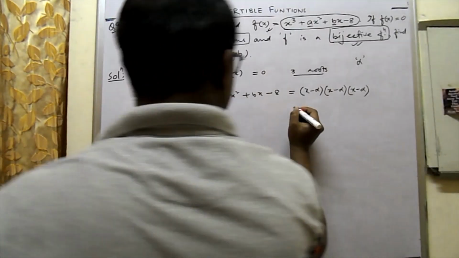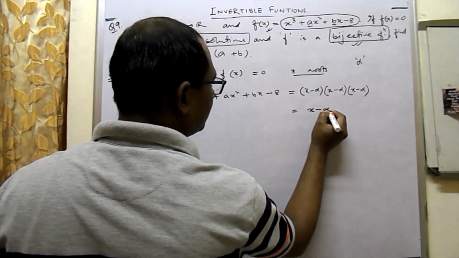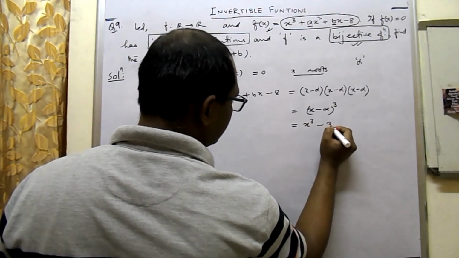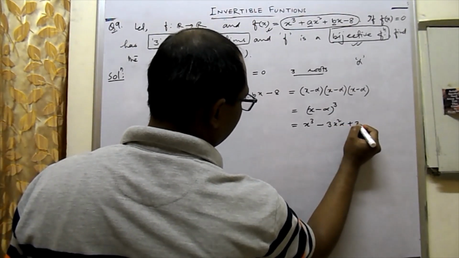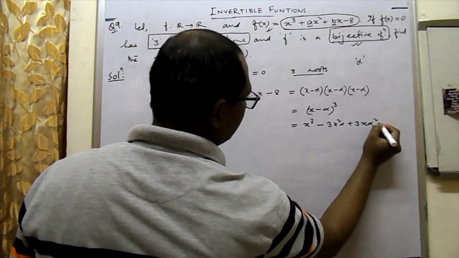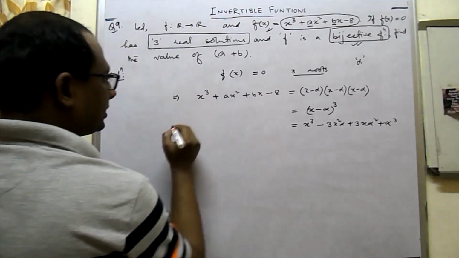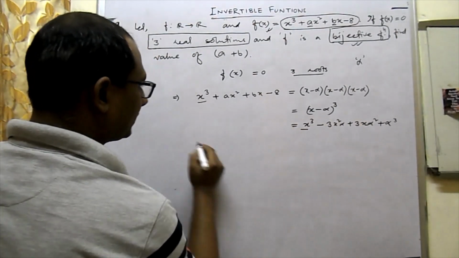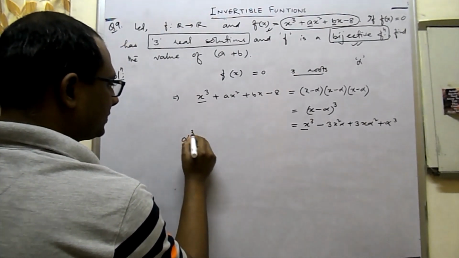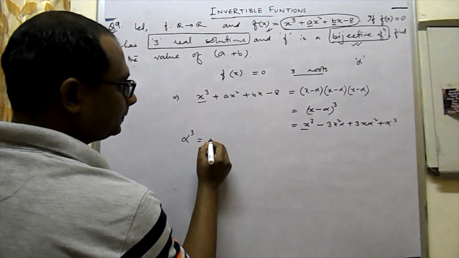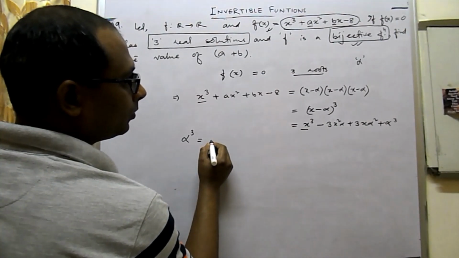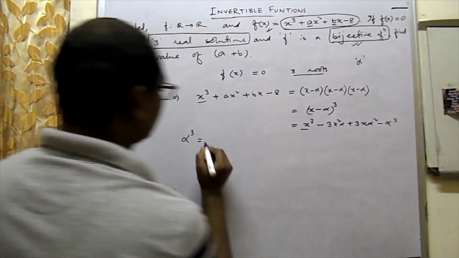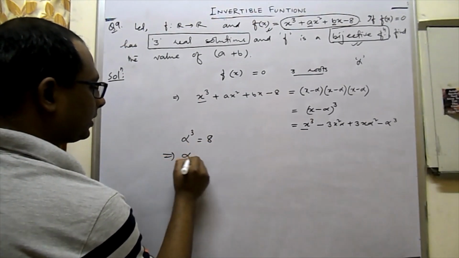Okay, so let us solve it now. (x minus alpha) whole cube. So x cube minus 3x square alpha plus 3x alpha square minus alpha cube is equal to this. So we'll equate the coefficients. x cube is already cancelled. So equating the constant terms, we'll be getting minus alpha cube equal to minus 8, sorry. Alpha cube equal to 8. So alpha equal to 2.